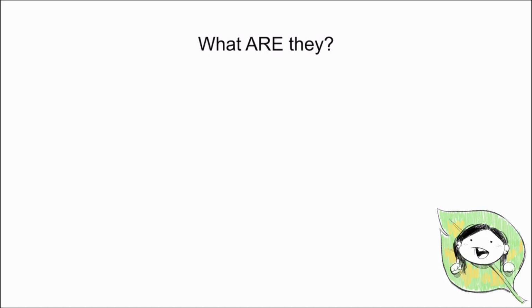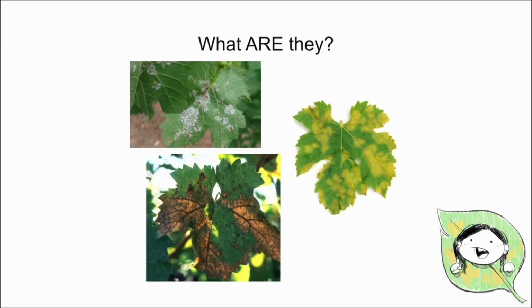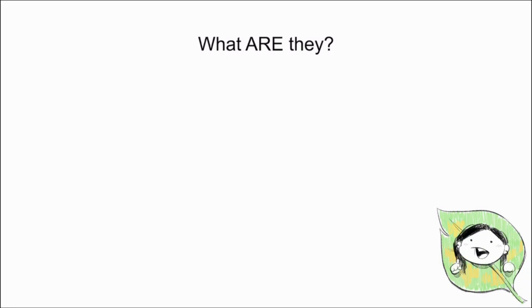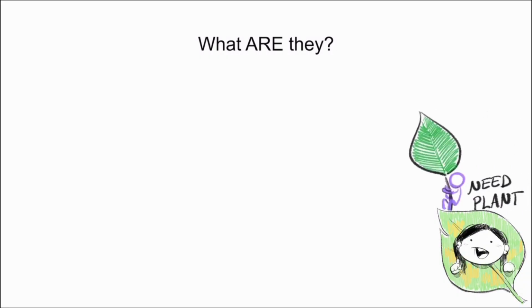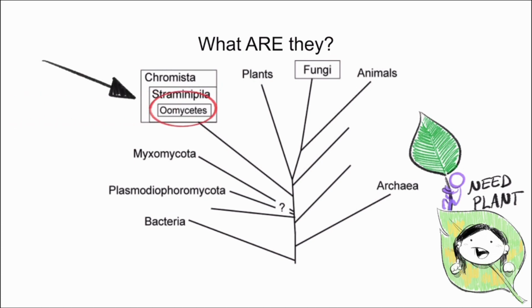First off, what is downy mildew? Downy mildew is a disease caused by pathogens from several fungus-like species known as obligate oomycetes. Oomycetes being a category of unicellular protists, and obligate meaning they're unable to live without a host plant. Though they resemble fungi, molecular studies and morphological differences put them in the kingdom Chromista.